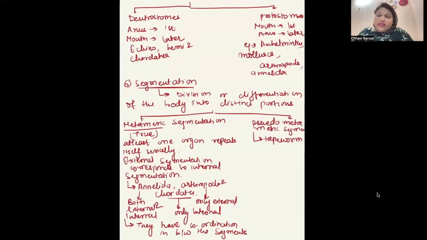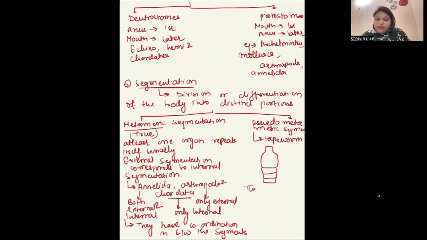Now, what is pseudometamerism? If you see the tapeworm, this is its mouth, and then there are different segments forming, right? These segments are not of embryonic origin. These are called proglottids, and they are just budded off from the neck region. These segments are only external. There is no coordination between the segments. Each body segment works as a single unit. One is doing something, the other one is doing something else. This is called pseudometamerism.